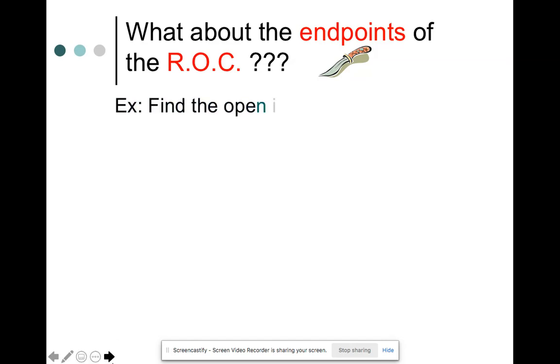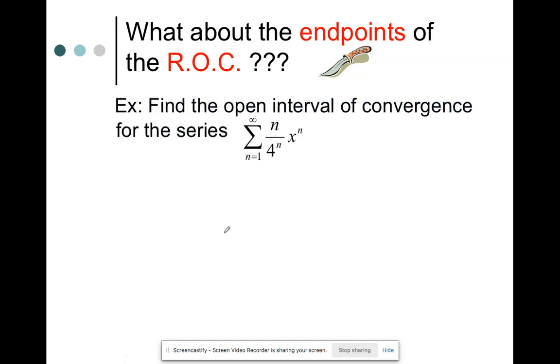So what if they ask me about the endpoints? I need to give you some directions. When they say find the open interval, that is another way of asking you for the radius of convergence, right? Because after all, if I tell you that the center is 0 and the radius of convergence is 2, then that's the same thing as giving you an open interval from -2 to 2, surrounding the center 0, right? So the open interval of convergence is the radius of convergence.